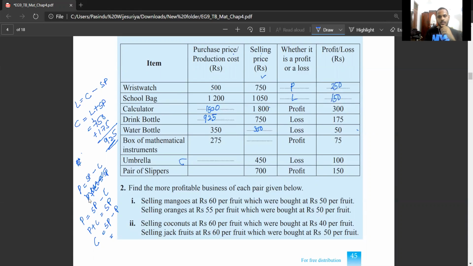Then the box of mathematical instruments. There's a profit of 75. This one had a cost of 275 and got a 75 rupees profit, so selling it for what price? It's just 275 plus 75, which is 350. Very simple. If you have any doubts by any chance, just put it in the comment section. We'll be more than happy to reply to that.